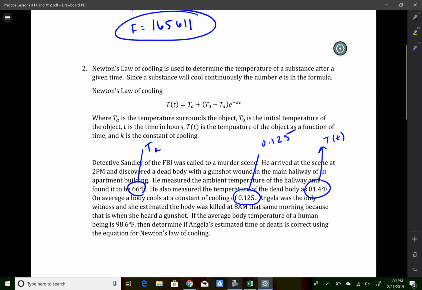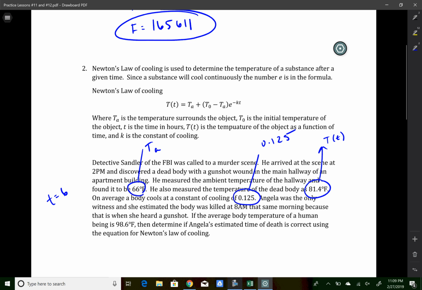And Angela was the only witness, and she estimated the body was killed at 8 a.m. So that same morning, we hear a gunshot at 8 a.m., and he got there at 2 p.m., so that's a total of 6 hours. T equals 6. So we're getting a lot of info here.